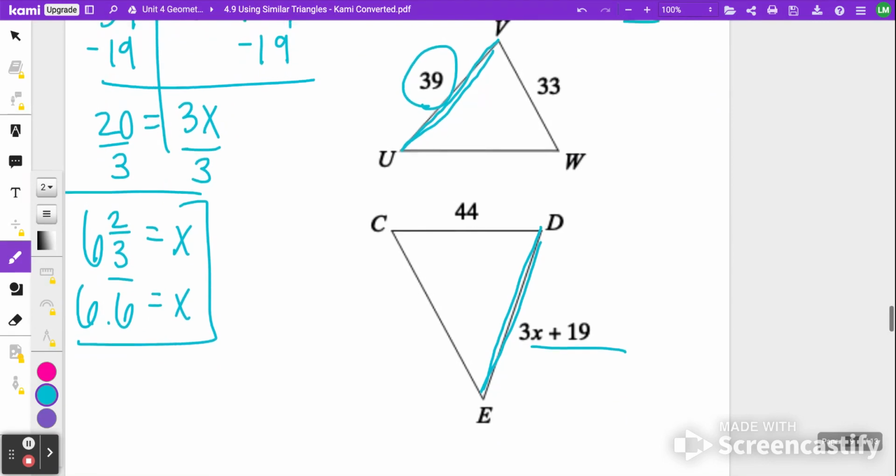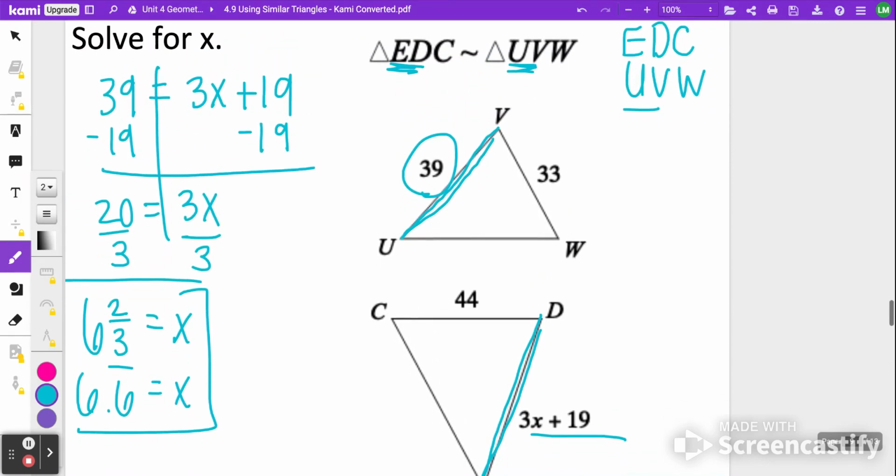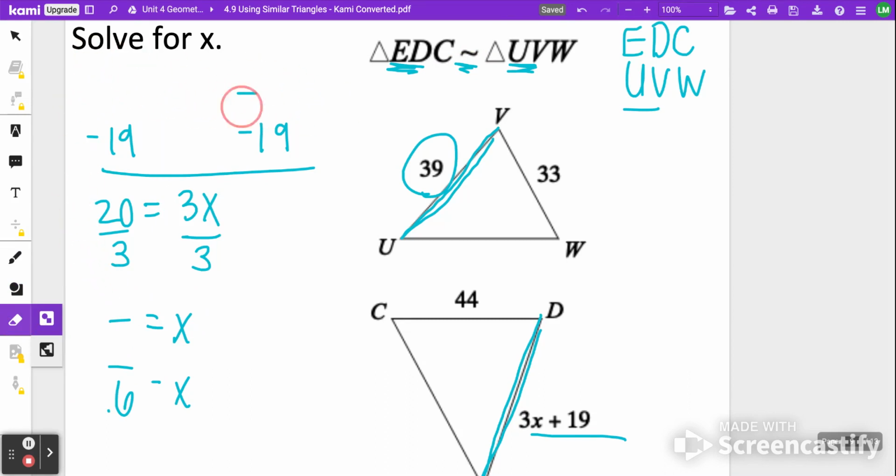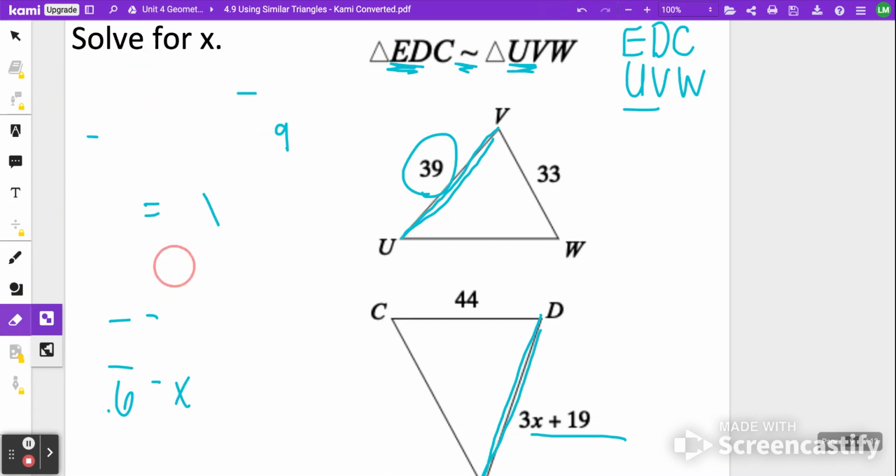I just realized that I did this question wrong because this symbol right here means similar. So if they were congruent, that would have worked, but because they're similar, I got to start all over. So look at that. Your teacher just made a mistake. I'm so sorry that I wasted your time. Let's try this one more time.